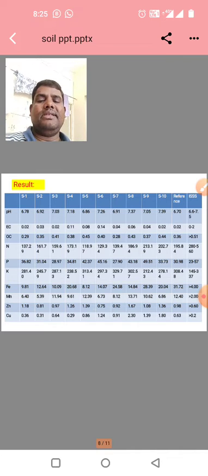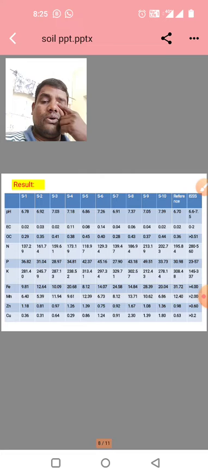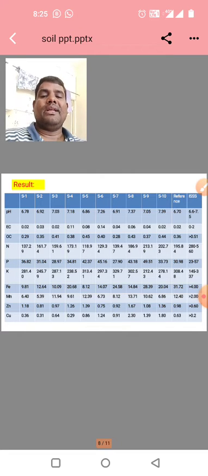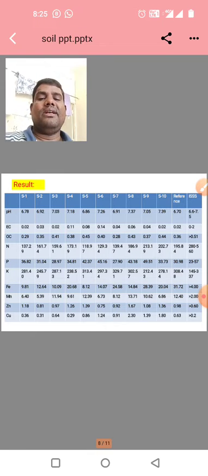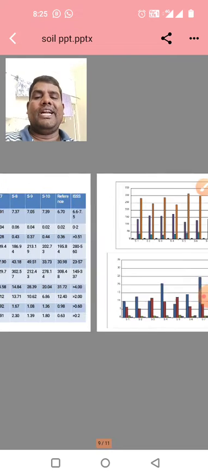Based on these experiment results, you have to find out that some of the samples are above the reference values and some are below the reference values. Here the given S1, S2 are the samples from different villages. Reference means district average values. Then ISSS is the Indian Society of Soil Sciences reference values. So you have to compare these values with the reference values and ISSS. Based on these results, we have to find this out.